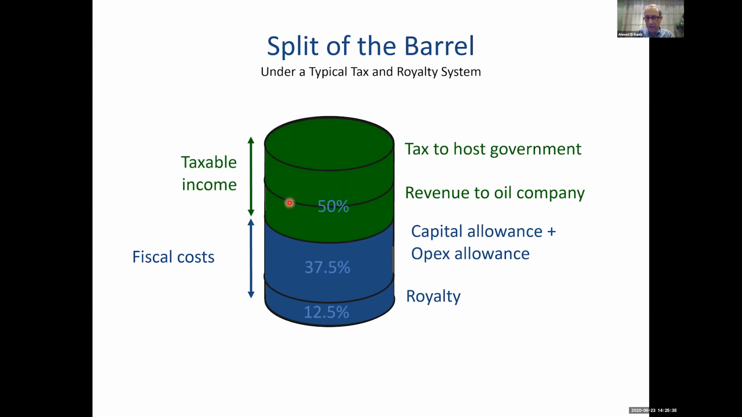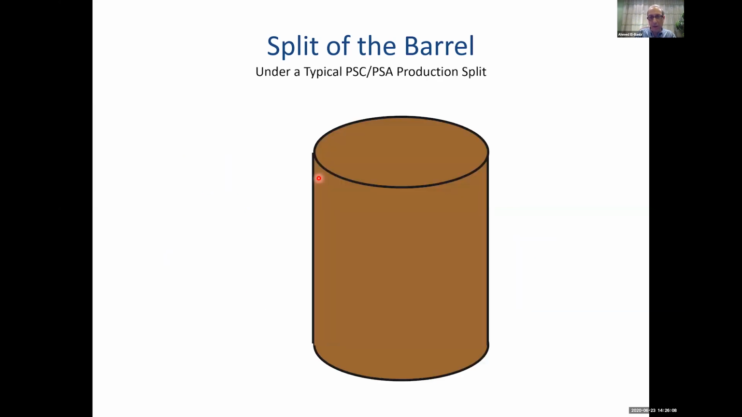Let's say the rest is 50%. So half of it will go to the oil company and the other half will go as tax. Remember that this green is the profit, because we took the royalties out, we took the expenses out. What's left is the profit, and the company pays 40% of their profit, for example, as tax to the host government. So this is the tax and royalty regime, or tax and royalty mechanism.